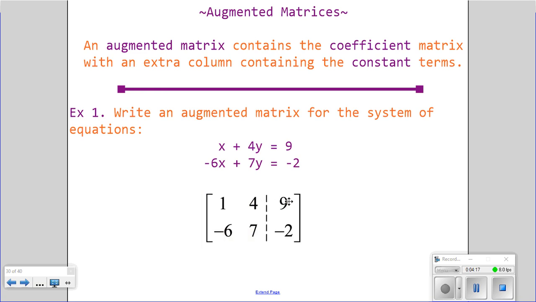1, 4, 9. 1 was in front of x, 4 was in front of y, and then 9 was your constant. And then -6, 7, -2. So again, all you're doing when you're writing a matrix is taking the numbers away from the variables.